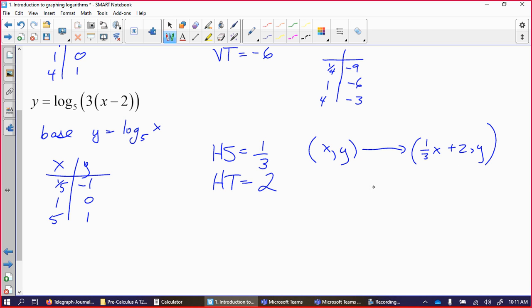So this one, the new table is going to be really messy. The y's don't change. And 1/3 of a fifth. Oh dear. 1/3 of a fifth is a 15th. So 1/15 plus 2 is 31/15. A third of 1 is a third. A third plus 2 is 7/3. A third of 5 is 5/3. And that's going to be.